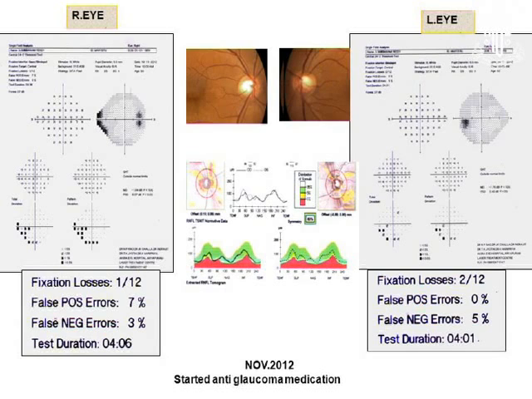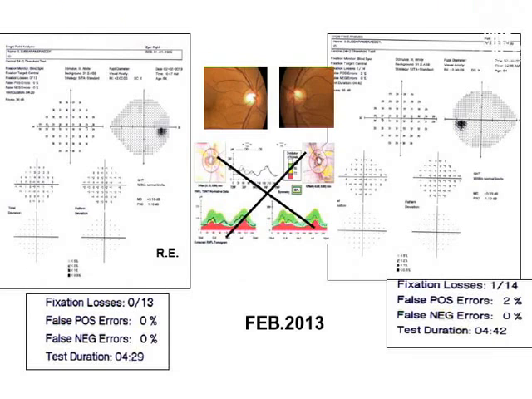And when I repeated the test, you see, the false positives, false negatives, they came all 0, 0, 0. And there is no scotoma. See? So, in an early case, this is the approach.